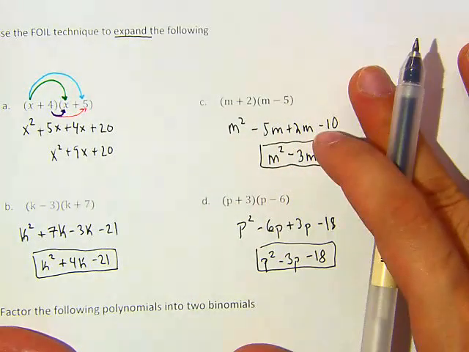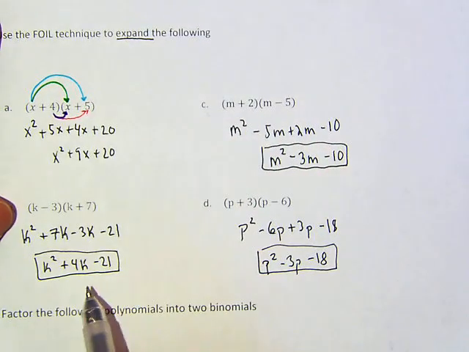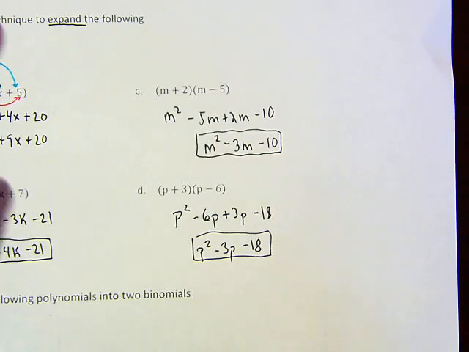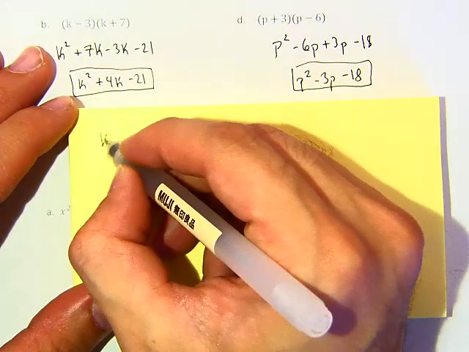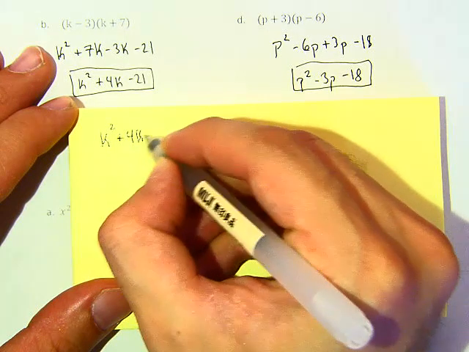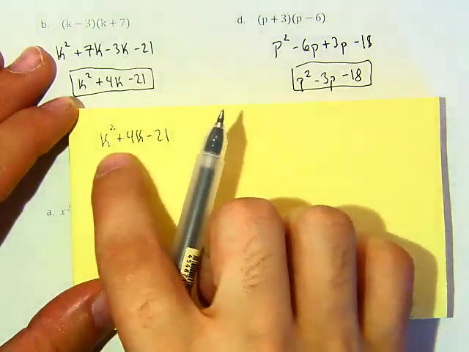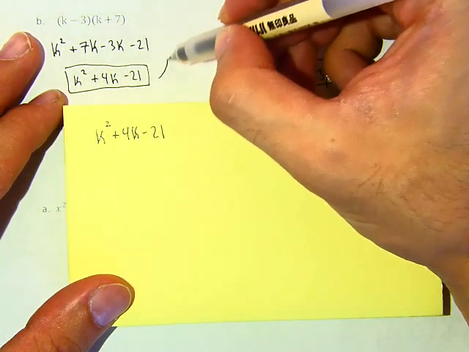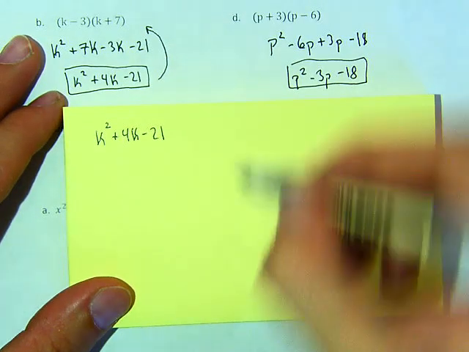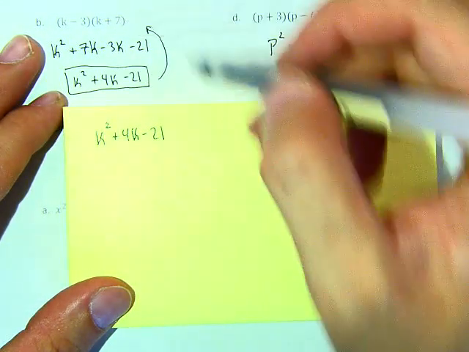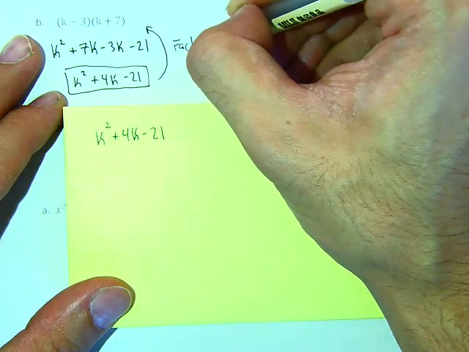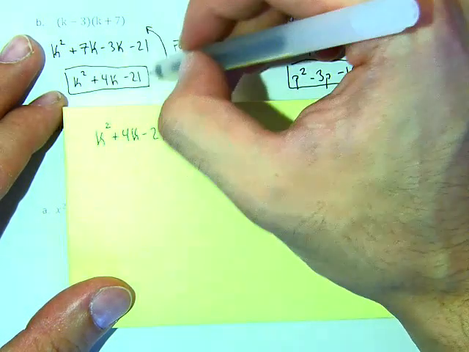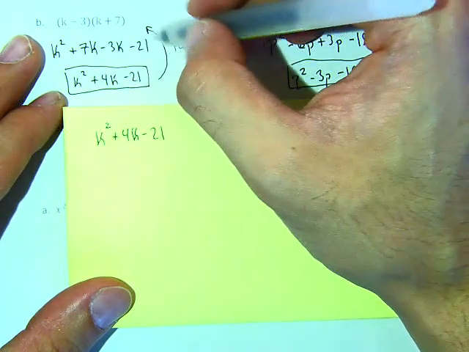Okay, now the idea is, imagine if I had this. Like, for example, let's say I have k squared plus 4k minus 21. How would I take this and go backwards? Right? How do I go from here to here? And that process is called factoring. So when you go from this trinomial to 2 binomials, we're going to call this factoring.